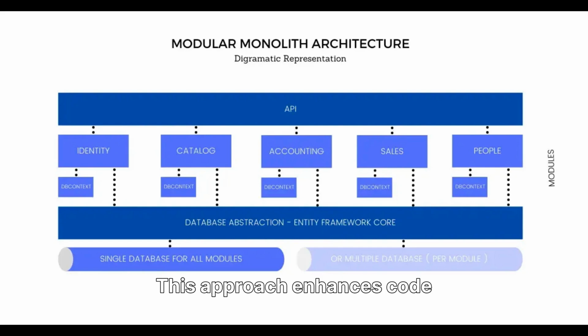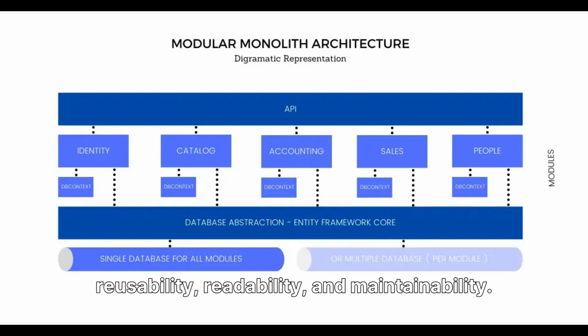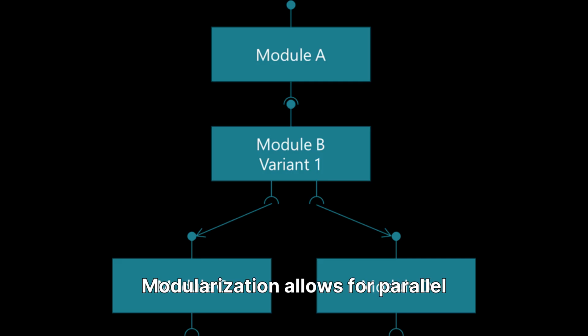Now, let's explore modularization in C#, a fundamental principle for breaking down complex systems. This approach enhances code reusability, readability, and maintainability. Modularization allows for parallel work among development teams and simplifies maintenance efforts, making large projects more manageable.